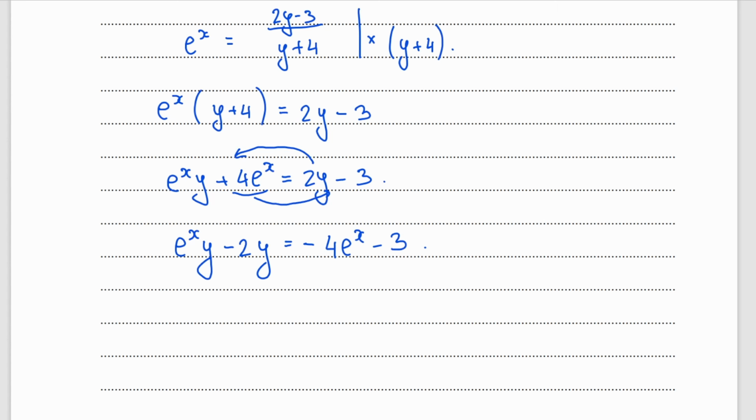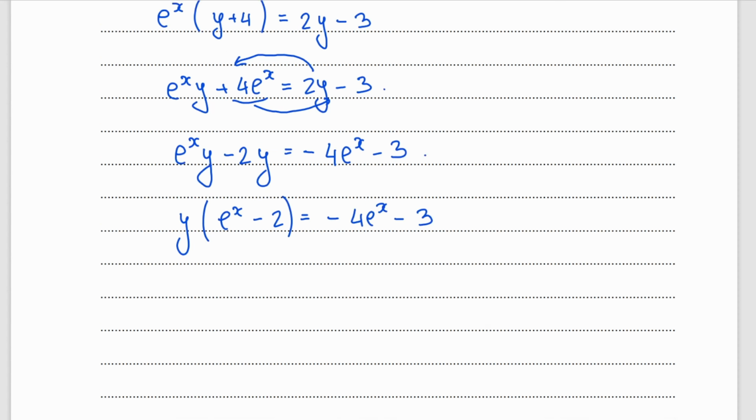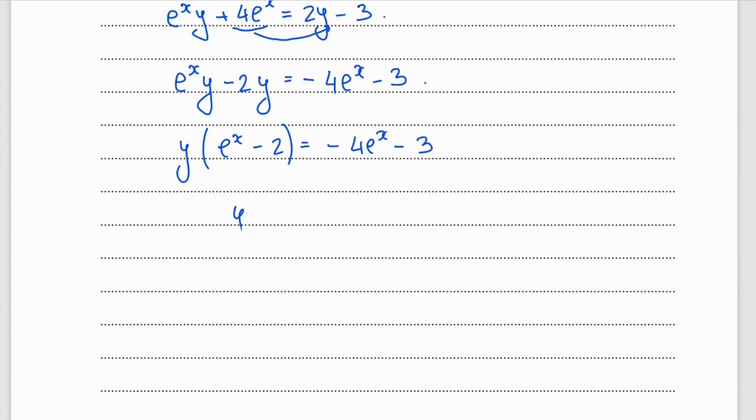Now, how can I make y the subject? First, I will have to factorize and bring it out of the bracket. And now let's divide everything by e to the power of x minus 2. Now, technically we're done, but there's too many minus signs. So what I want to do is to multiply top and bottom of the fraction by -1. That looks way much better.